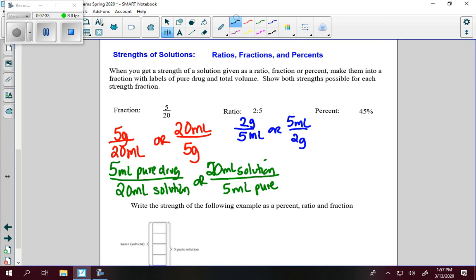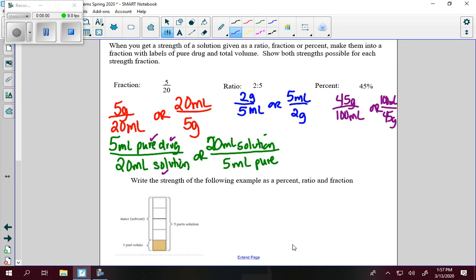And then the last thing we have is percents. As we did earlier with the 35%, this time it says 45%, so I'm going to put 45 grams for 100 milliliters, or I can say 100 milliliters for every 45 grams solution. Again, you can also flip them to say 45 milliliters, but remember to label with pure drug versus the solution. That way your milliliters don't automatically cancel right out.